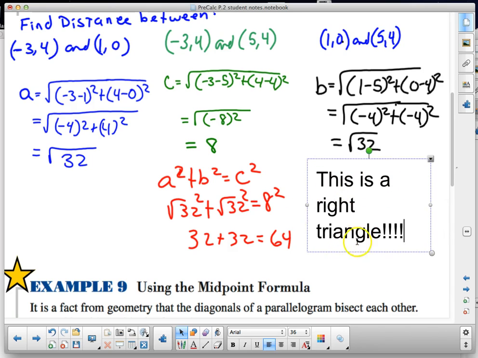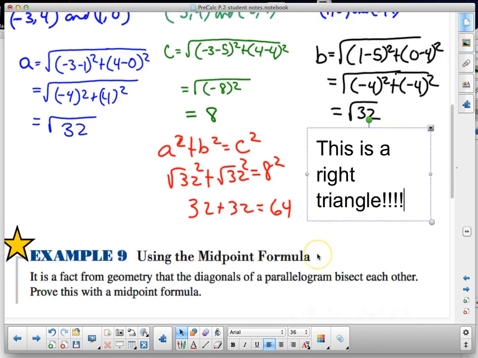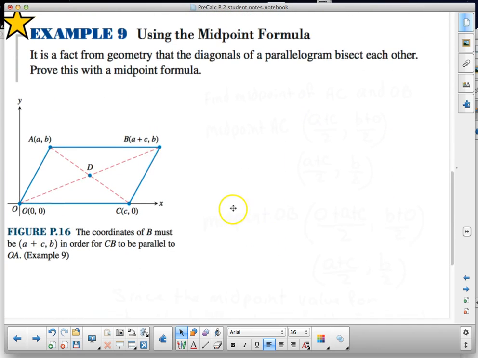This is a right triangle. Yay! Okay, let's move on to using the midpoint formula. It is a fact from geometry that the diagonals of a parallelogram bisect each other. So prove this with the midpoint formula.